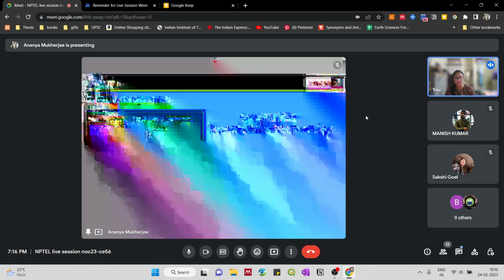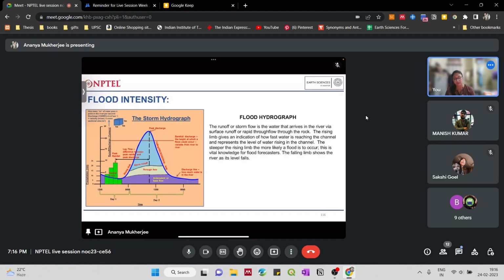So the rising limb over here is giving an indication of how fast the water is reaching the channel. It also shows how fast the water level is increasing, rising in the channel. Suppose this is the amount of water that the river can carry, or the amount of water that is in the river at that point of time.